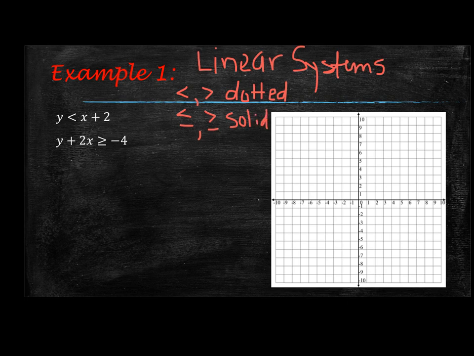In order to graph a linear function, the first thing that we have to do is get y by itself. In this first example, we do have y by itself, so I'm going to graph that one in green. Let's go ahead and graph that, and to do that we need to use our slope-intercept form. So we have y is less than x plus 2, that's going to have a y-intercept of 2, so we're going to plot that first.